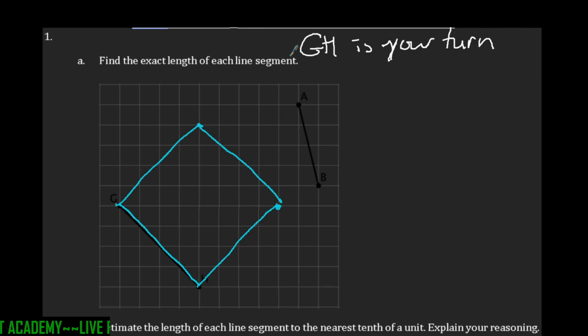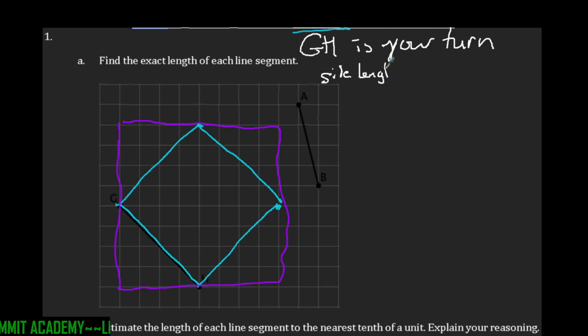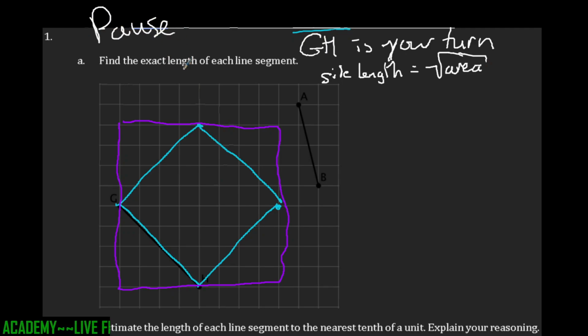To draw that tilted square, you're trying to find the area first, then take the square root to find your segment GH. Again, draw the big purple square, find the area of that, and subtract. When you calculate that square root, as a reminder, the side length is equal to the square root of your area. So try that out. Pause at this time, try that out. Let me know if you have questions.